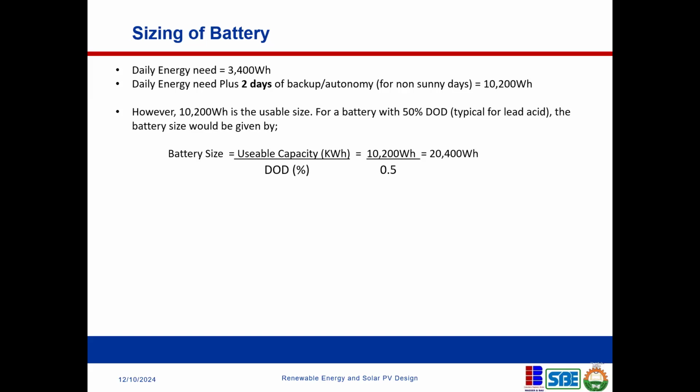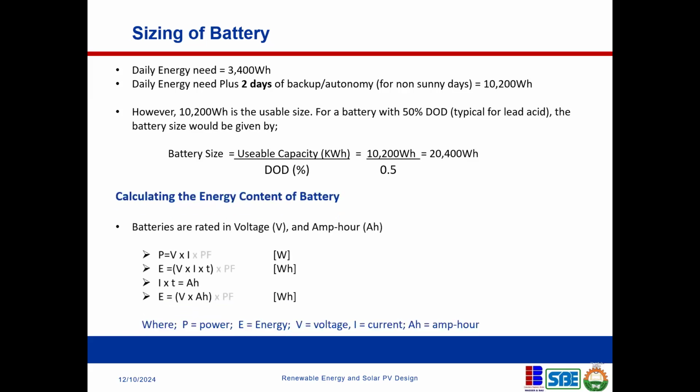Now, that is typical for lead acid battery. If you're going for lithium ion batteries and some other technologies, you could go higher. For lithium ion batteries, you could even go as much as 90 or 95% depth of discharge, because they have higher tolerance, their cells are stronger. So this is the size we have, considering the depth of discharge of 50%.